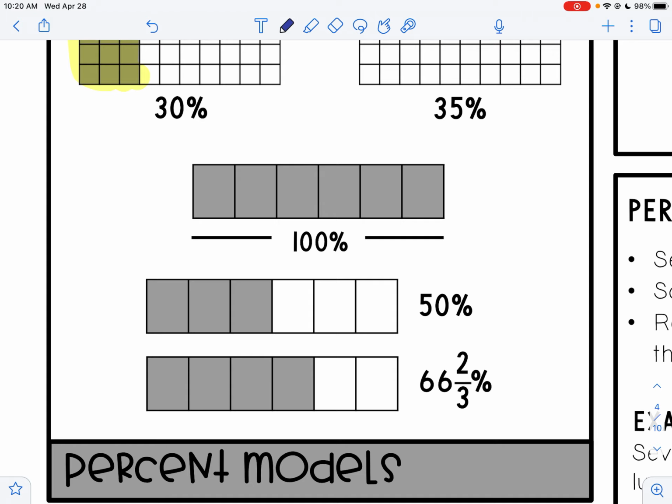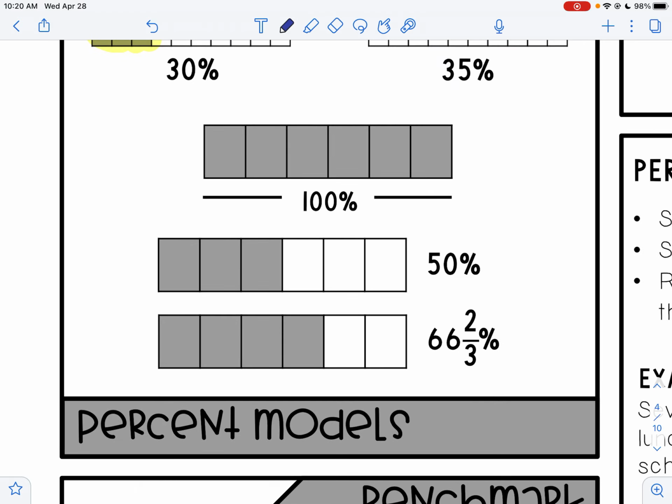Now the next one's a little bit more difficult. There are 4 out of 6 colored. So what I would do is, we did this yesterday, I'm going to turn 4/6 into a decimal, and then I would move it over. So I would divide this. I would get 66 and 2/3, and then I would move my decimal over to create a percent.